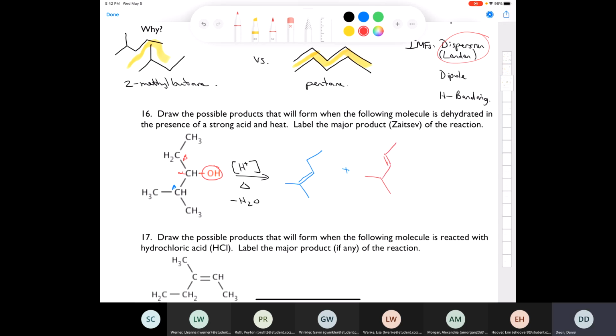Okay, so if I examine those two double bonds, which one of them is going to be the Zaitsev product? Well, if you look at this double bond, this one is tri-substituted, and this double bond is di-substituted. The more substituted alkene is going to be the major product. This is going to be the Zaitsev product, which is the major product. This compound is called the Hoffman product, and it is going to be the minor product.